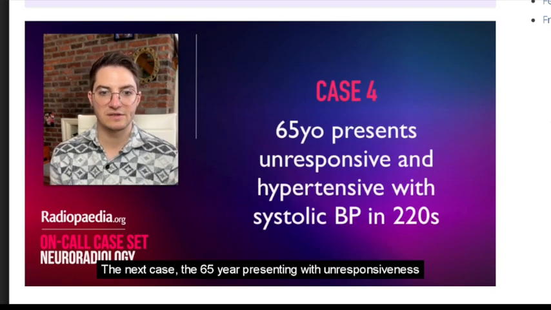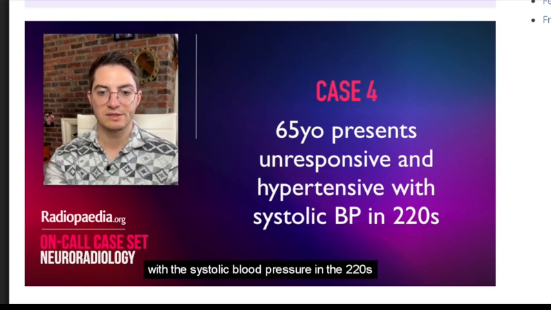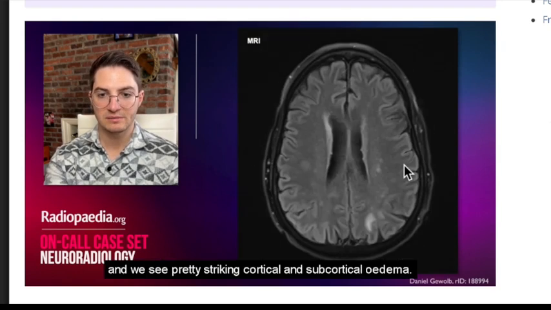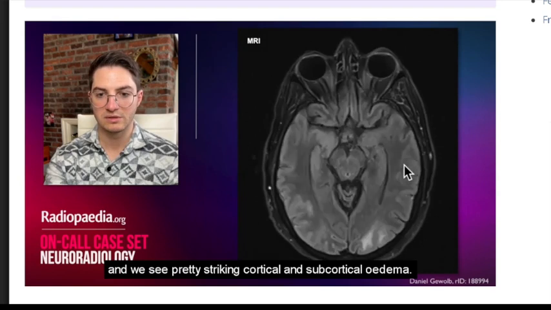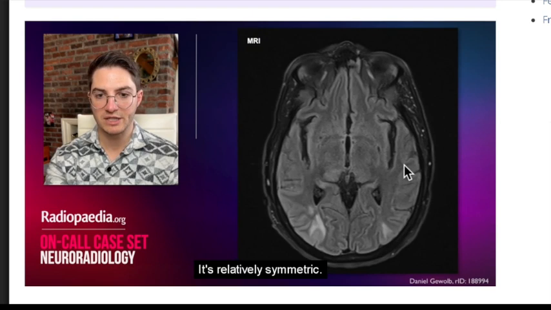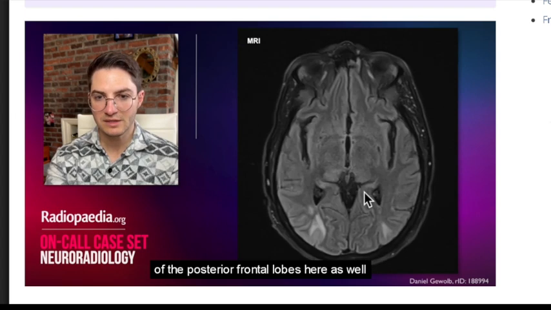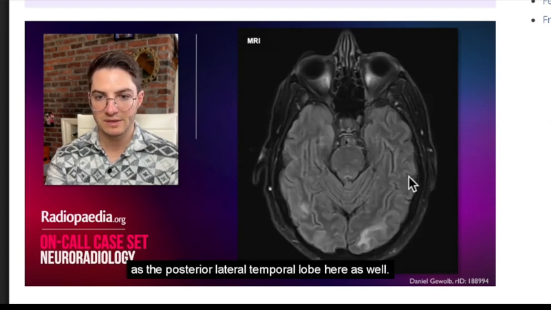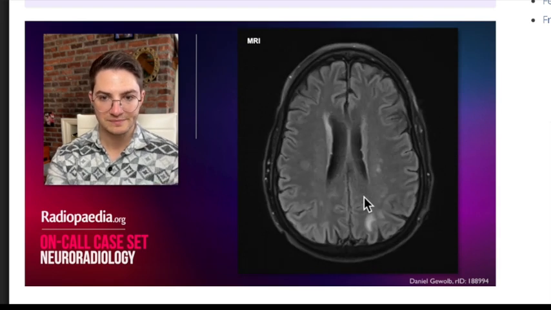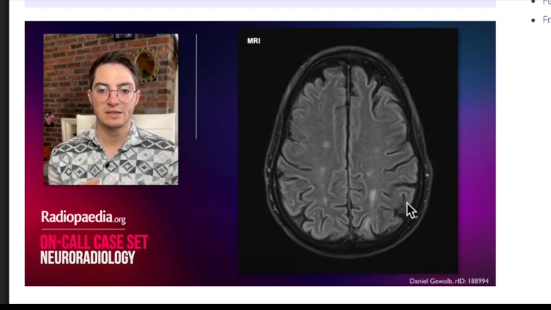The next case is a 65-year-old presenting with unresponsiveness and hypertension with a systolic blood pressure in the 220s. So first we're looking here at the FLAIR, and we see pretty striking cortical and subcortical edema, more of a parietal occipital distribution. It's relatively symmetric. We also see to a lesser degree the posterior frontal lobes here, as well as the posterior and lateral temporal lobe, and then even the splenium of the corpus callosum to some degree. So this is a good look for PRES, or posterior reversible encephalopathy syndrome.